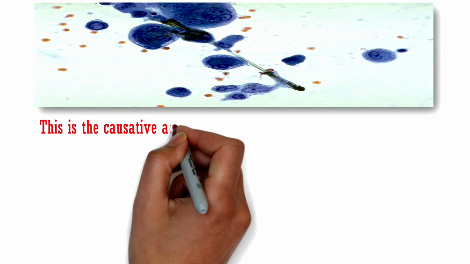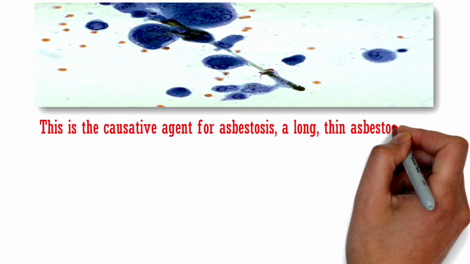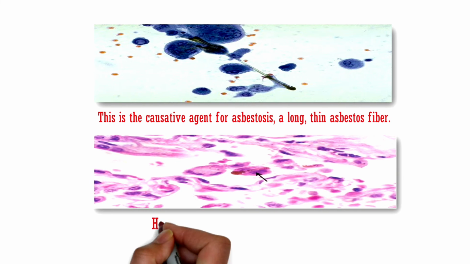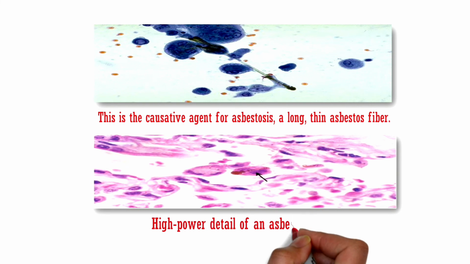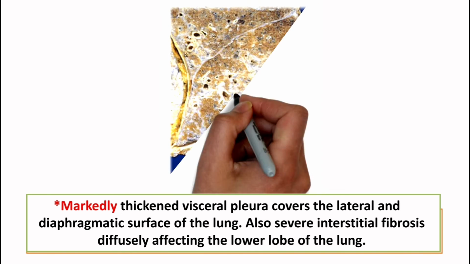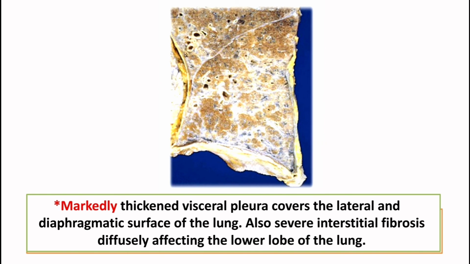In the upper picture, this is the causative agent for asbestosis, a long, thin asbestos fiber. And in the lower picture, we see a high-powered detail of an asbestos body. In this picture, we see a markedly thickened visceral pleura covering the lateral and diaphragmatic surface of the lung. Also, severe interstitial fibrosis diffusely affecting the lower lobe of the lung, causing adhesions between the lungs and the chest wall.